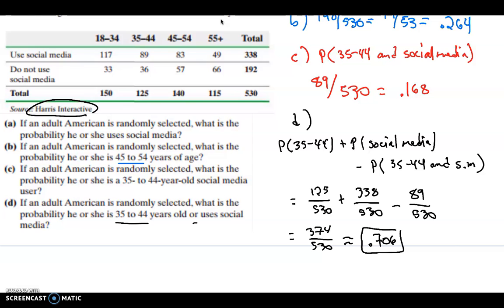So that's just a look at the addition rule. And again, this last one we did was called a two-way table.